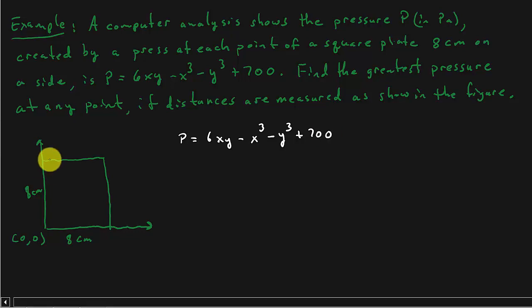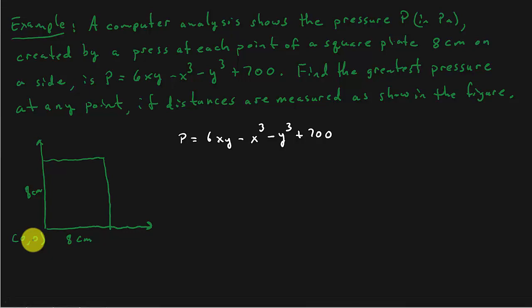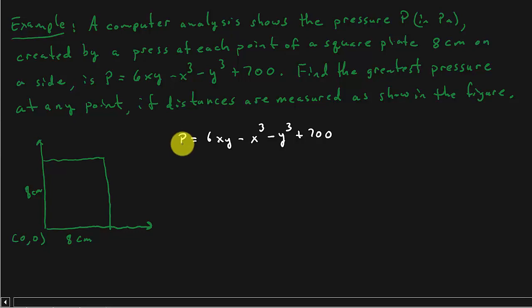All right, so we got this plate, 8 centimeters squared. We're going to do the point (0,0) at the corner. So we're basically looking to see if we have a relative maximum, right? Or find where a relative maximum is. So we're going to have to do just like we did in the other problem. The only difference is we had z equals, now we got p equals. Okay, we're going to do it the same way.